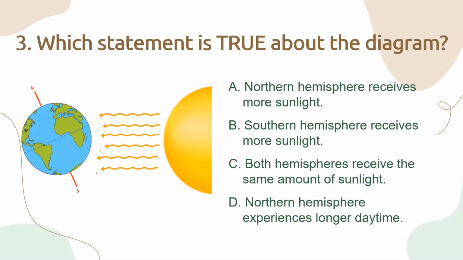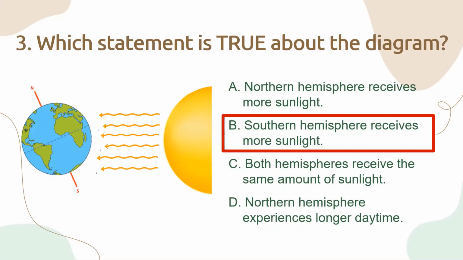Question number 3. Which statement is true about the diagram? A, Northern Hemisphere receives more sunlight. B, Southern Hemisphere receives more sunlight. C, both hemispheres receive the same amount of sunlight. D, Northern Hemisphere experiences longer daytime. Based on the diagram, we can see that the Southern Hemisphere receives more sunlight. The correct answer is letter B.